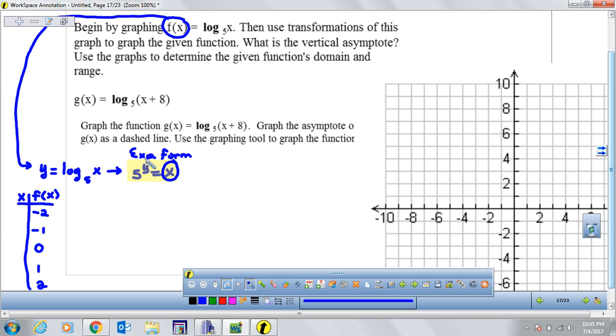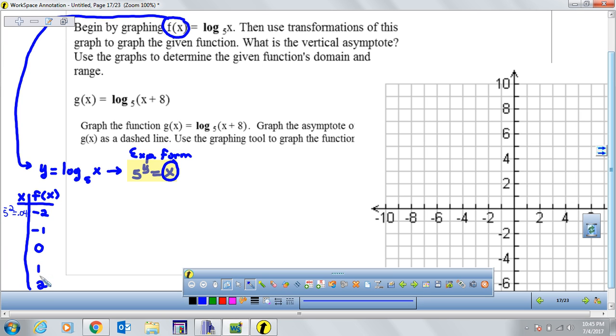So it will be 5 raised to the -2, which is my y, 5 raised to the -1, 5 raised to the 0, and each one of them is going to give me the value of x, which is what we're looking for in this one. So I'm going to start by doing this. 5 raised to the -2 power, and I'm just going to find the solution, which is 0.04.